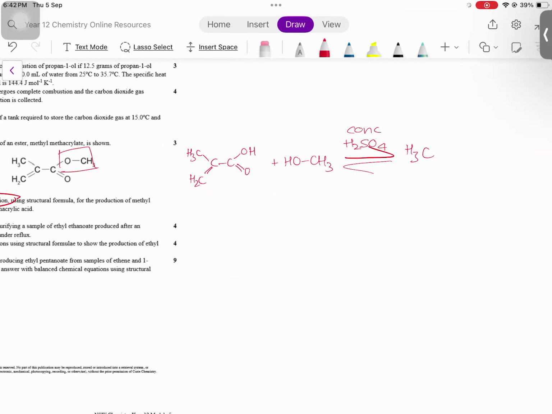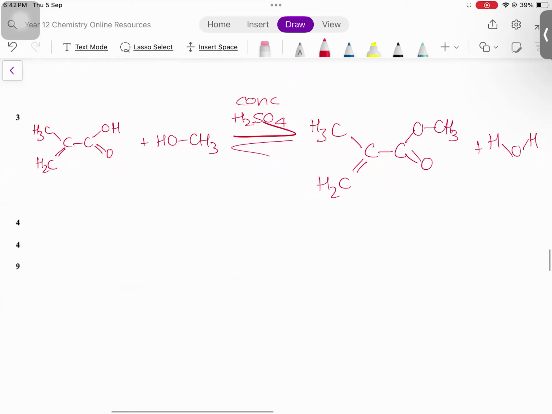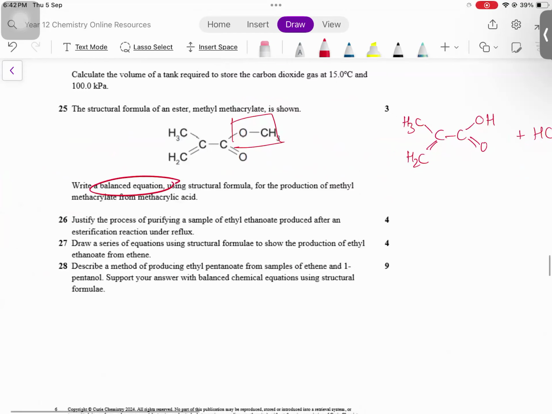my drawing. H3C, C, H2C, plus H2O. Okay. Any questions? No. Okay, so key lesson here, we're exposing you to a bunch of different questions. Don't let any unnecessary information confuse you.